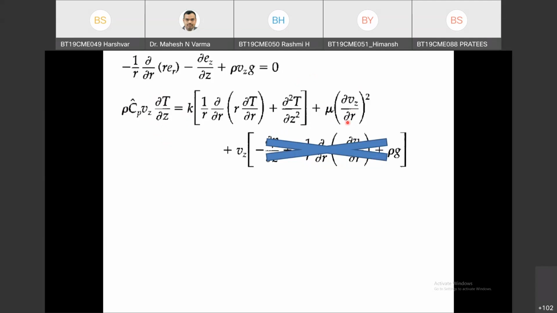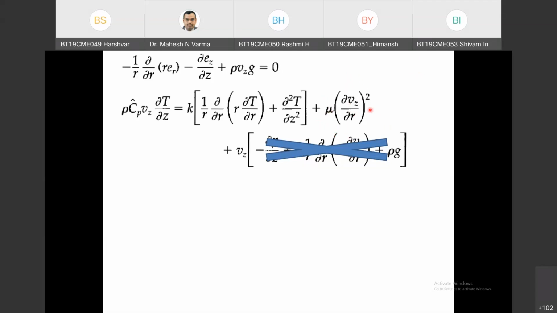Roll number 53, Shivam. Hello. Yes, sir. The dou Vz by dou R term specifies viscous heating. Very good. We are not looking at the flow of a highly viscous fluid. If we were, then you would also need to consider this viscous heating, which is heat generation because of viscous heating.